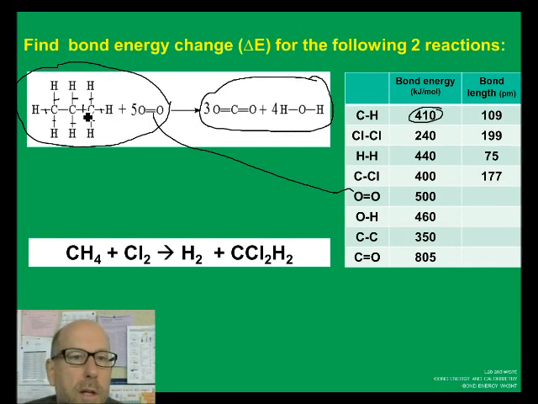Oops, I forgot these. Carbon bonds. Shame on me. Carbon. Where are they? They're each 350. So you add up everything on this side, and you subtract everything on this side.